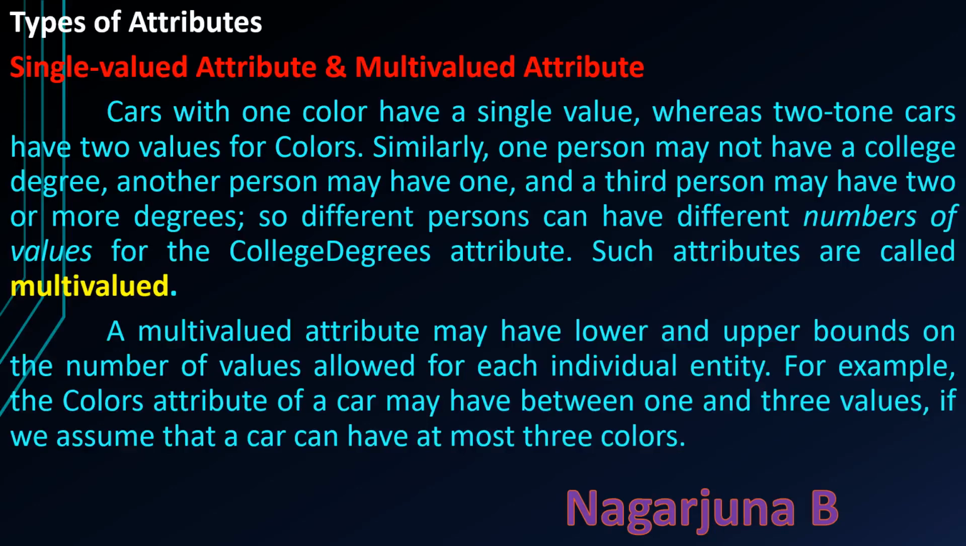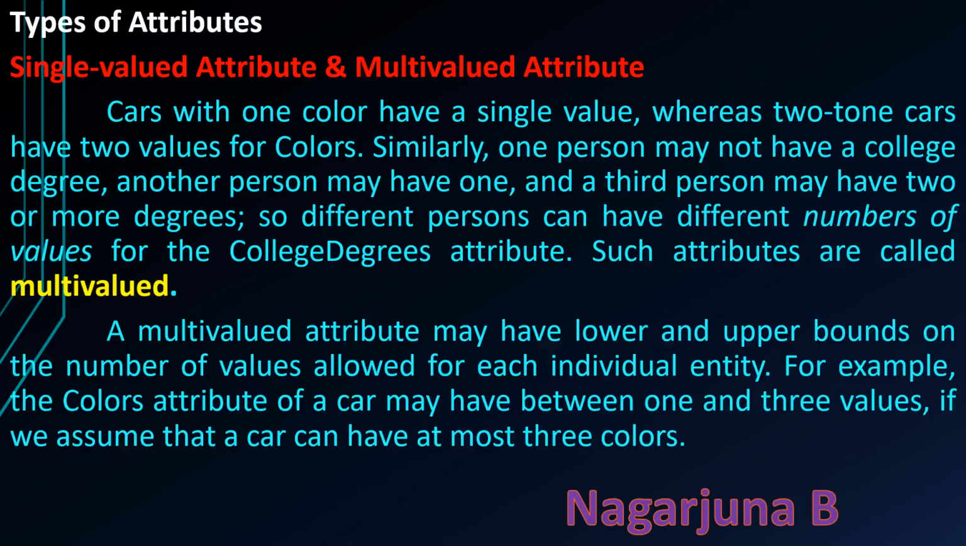The multi-valued attribute may have a lower bound as well as an upper bound on the number of values allowed for each individual entity. For example, the colors attribute of a car may have between 1 and 3 values if we assume that a car can have at most 3 colors. That is, the lower bound will be 1 value and the upper bound will be 3 values.